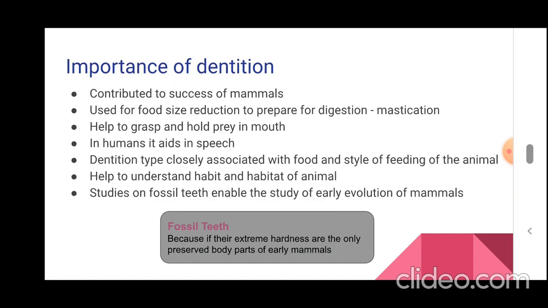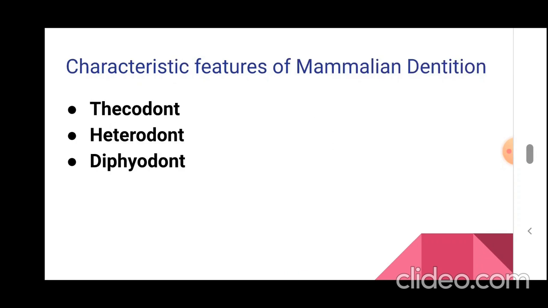Because of their extreme hardness, fossil teeth are the only preserved body parts of the early mammals. Now next is the characteristic features of mammalian dentition. These are the three characteristic features of mammalian dentition: Thecodont, Heterodont and Diphyodont.